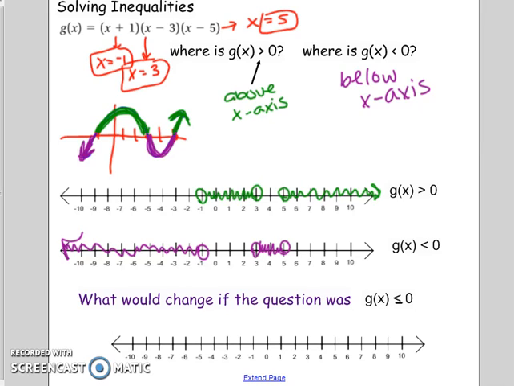So what would change if the question was g of x is less than or equal to 0? Well, if it's less than or equal to, we're going to have a filled-in circle. So at -1, we're going to have a filled-in circle instead of an open circle. If it doesn't include it, it's open. If it does include it, we're going to have a closed circle. So again, 3 and 5 are both going to be closed circles, and we're going to have the space between them.